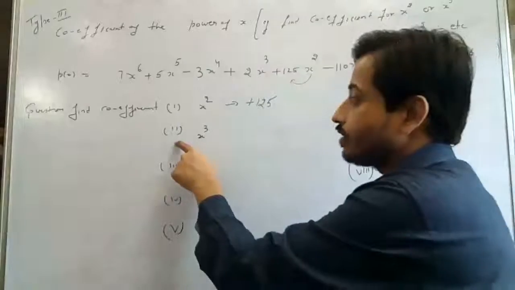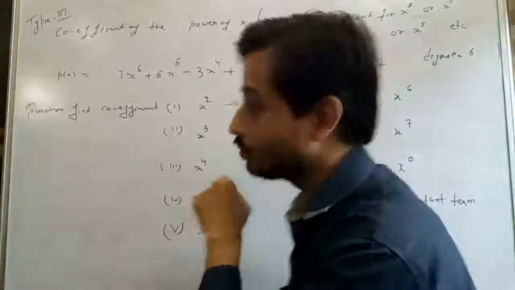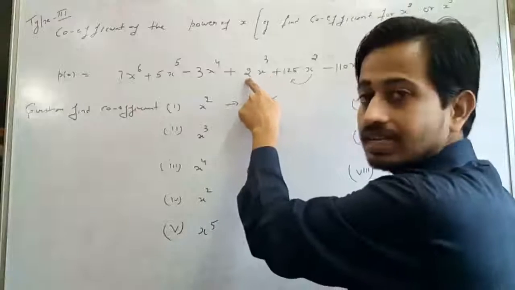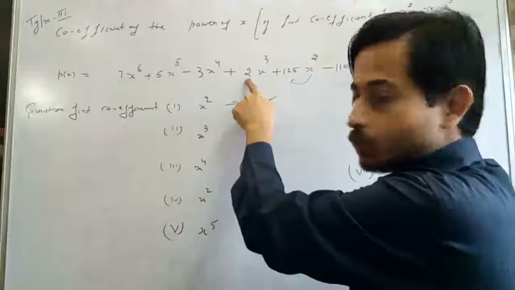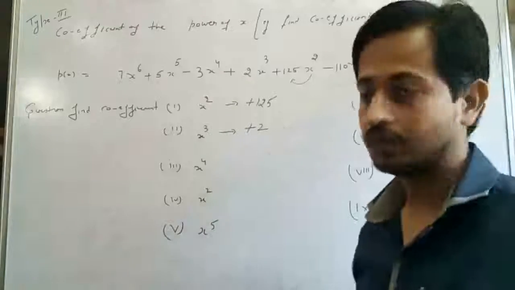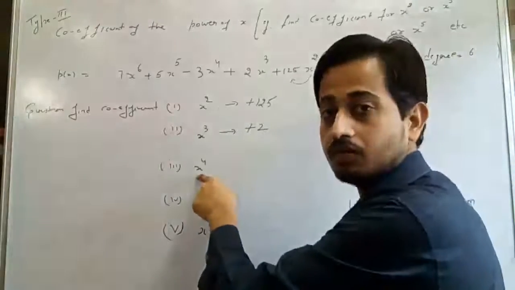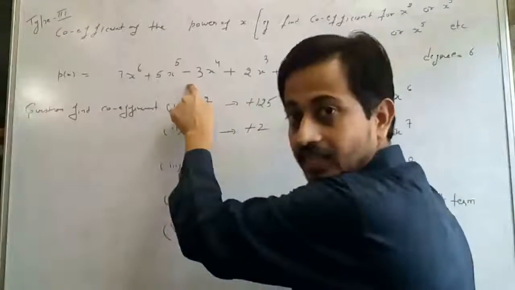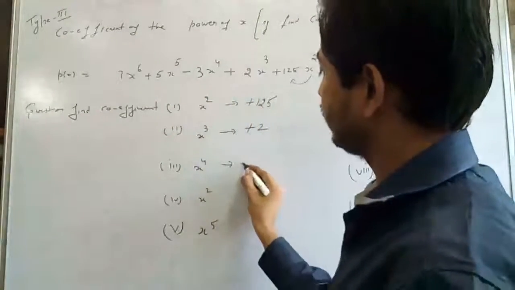Now second part, find the coefficient of x cube. Where is x cube? It is here, and the numeric value associated with it is plus 2. So our answer is plus 2. Now look at the power of x that is 4. Where is that term? The numeric value is negative 3. So our answer is negative 3.